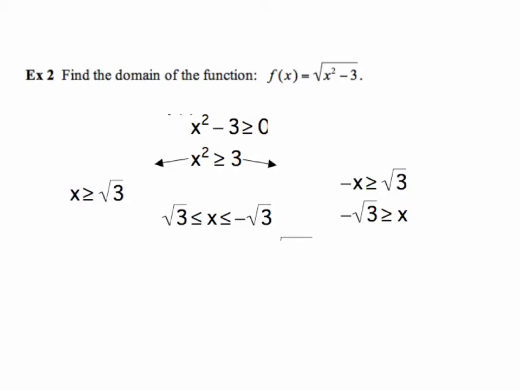And then we take the square root of both sides. So the square root of 3 can be positive and it can be negative. So x is greater than or equal to plus or minus square root 3.